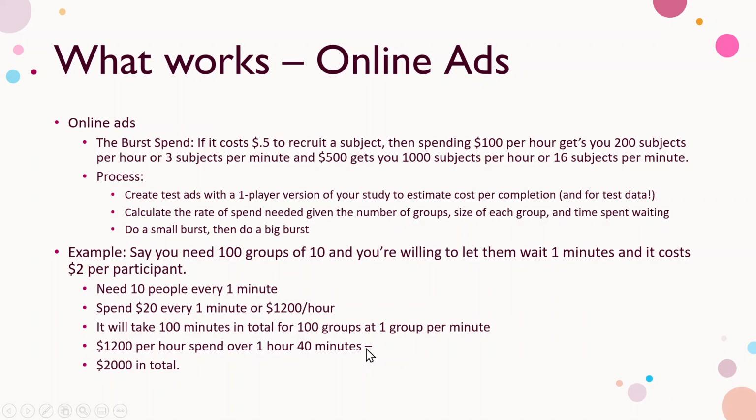So $1,200 an hour for an hour and 40 minutes is $2,000 in total. I mean, if you have funding, this is usually not that big of a budget for subject recruitment. I think if you're doing Mechanical Turk, usually we get an average of about $15 per person. So this is a very reasonable cost for groups of 10.